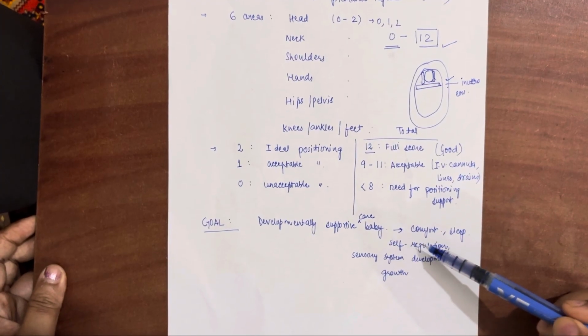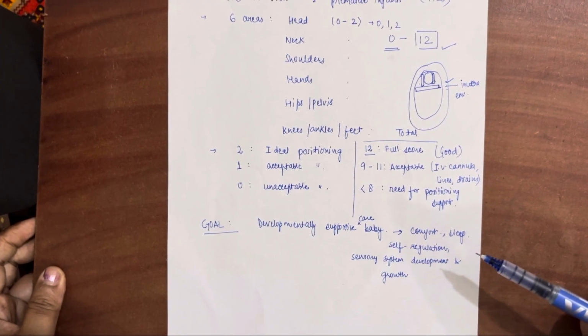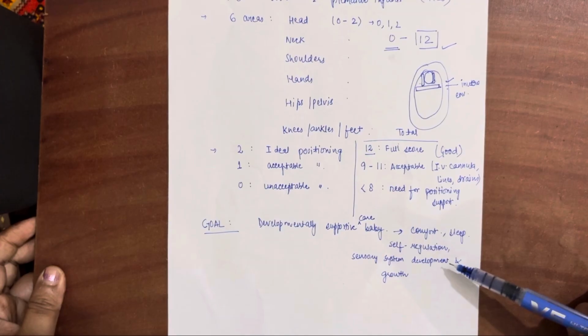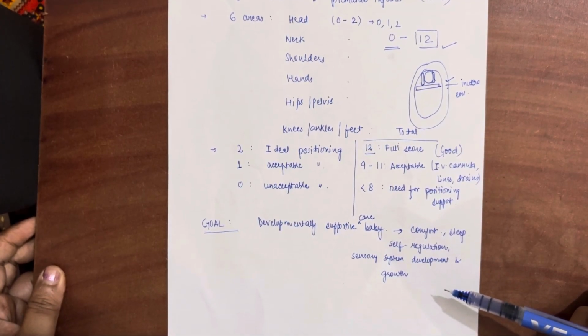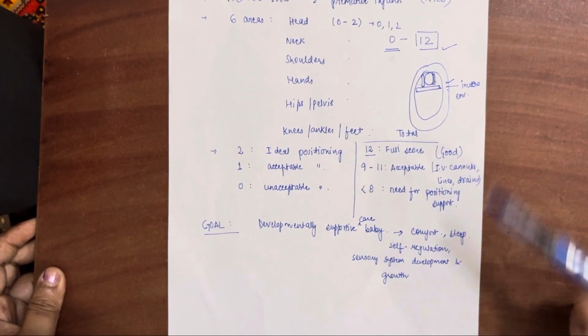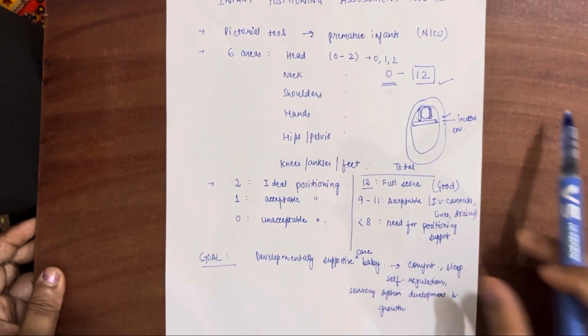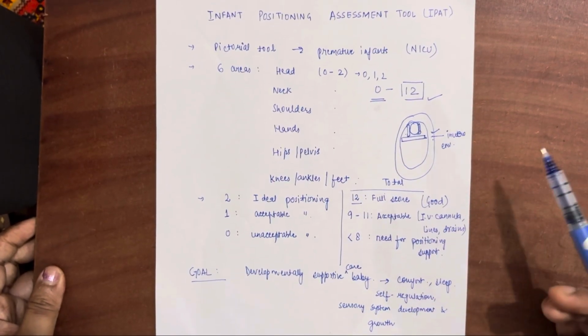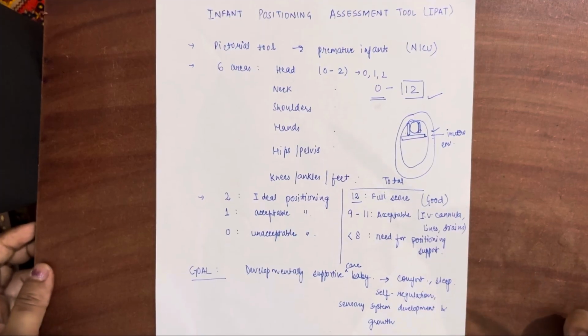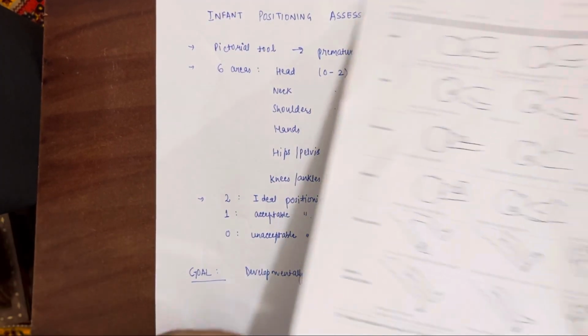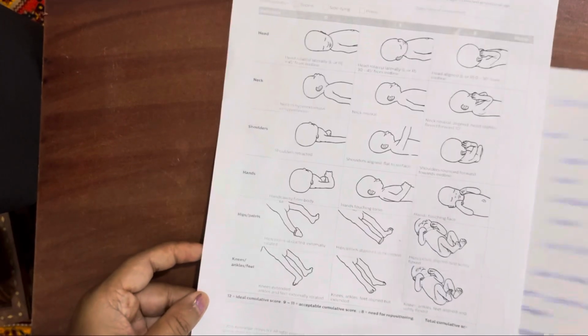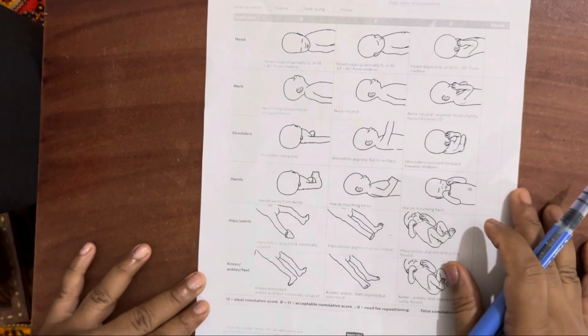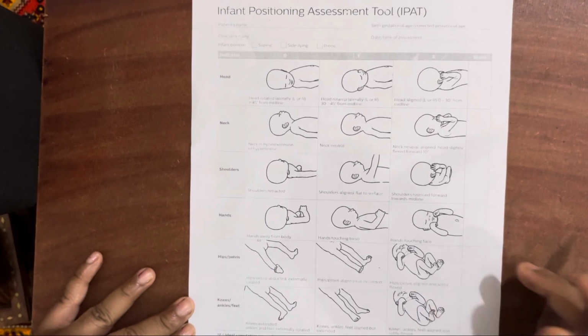This is done to provide comfort, to provide them with proper sleep, self-regulation, and sensory system development and growth. So this scoring helps us to maintain the proper positioning, thereby maintaining the comfort of the baby. Now coming on to the tool. This is the chart that we use for assessing the position, for giving the scores.